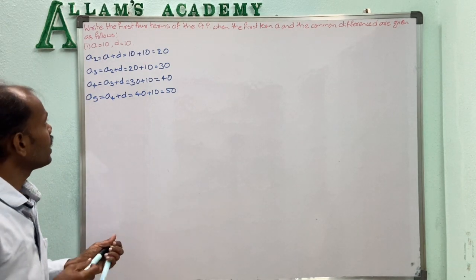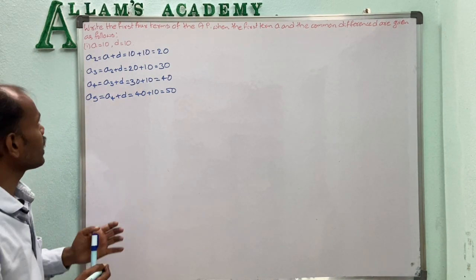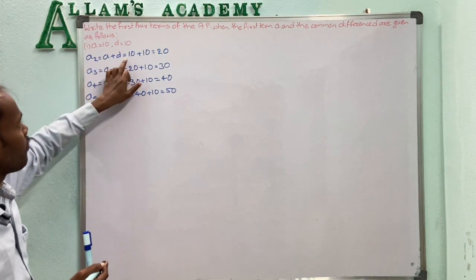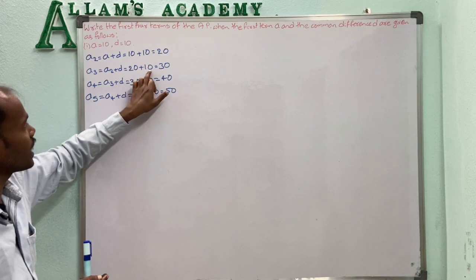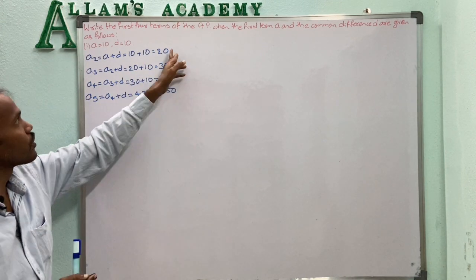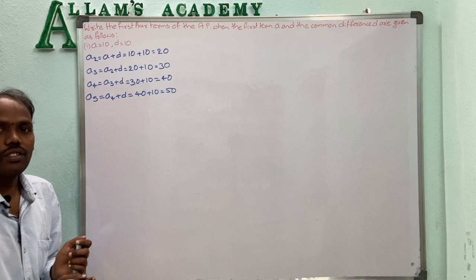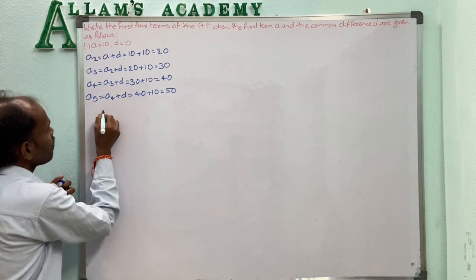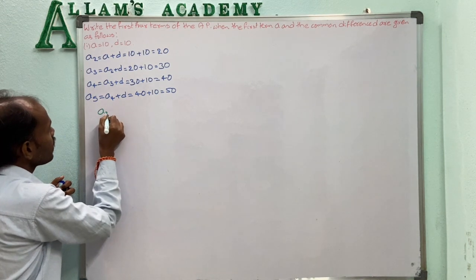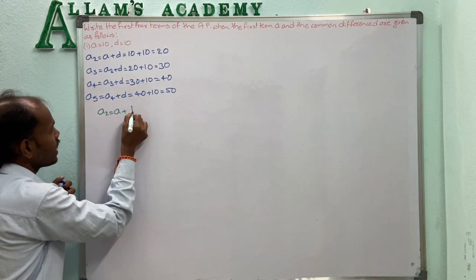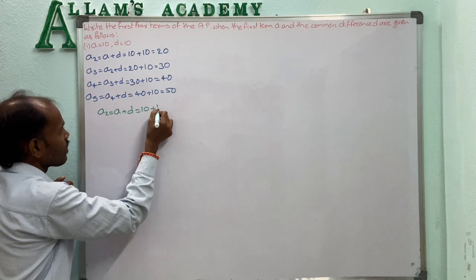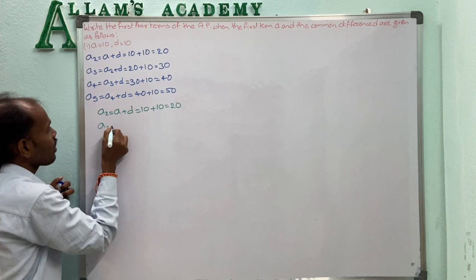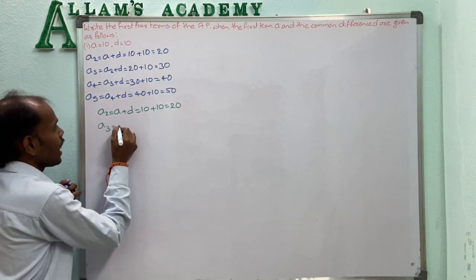That means here we know that to the preceding term, if we add the common difference, then we get the next term. That model we get the next four terms. If we follow the principal model, now if we observe, A2 is nothing but A plus D, that is 10 plus 10 is equal to 20. Now A3 is equal to A plus 2D.